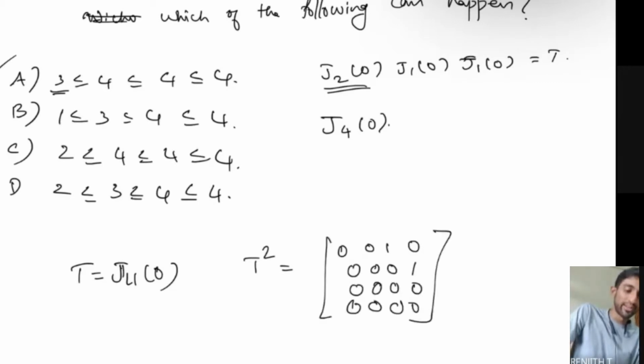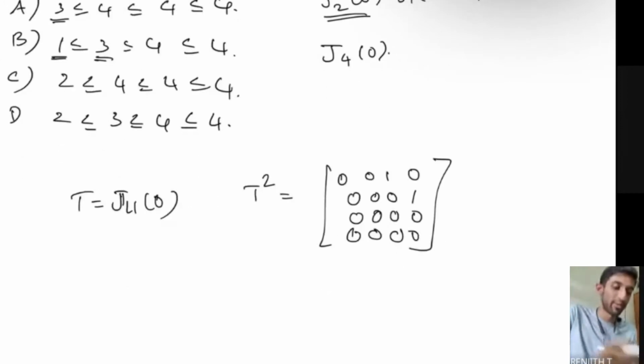So this will be T square. It has nullity only 2. It cannot have nullity 3. Okay, so if nullity of the matrix is 1, then it cannot have the nullity 3 for its square. Okay, so this is not possible.